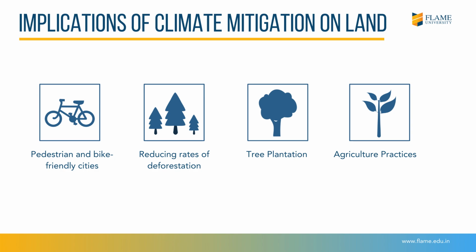Similarly, planting more trees also requires careful land use planning and an equally careful surveying of available land such as wastelands and abandoned lands for aggressive tree plantation drives. More sophisticated agricultural practices such as organic farming, lower fertilizer use, and lesser use of fuel-intensive heavy agricultural machinery also come under the ambit of climate mitigation and require careful land use planning and allocation.